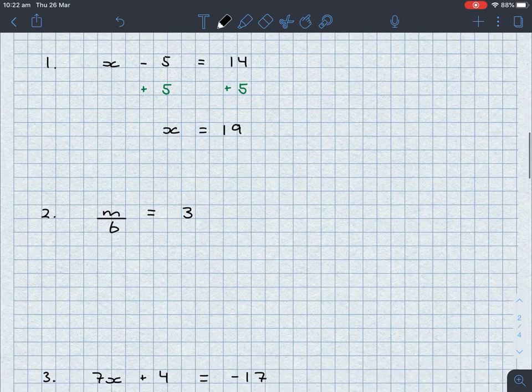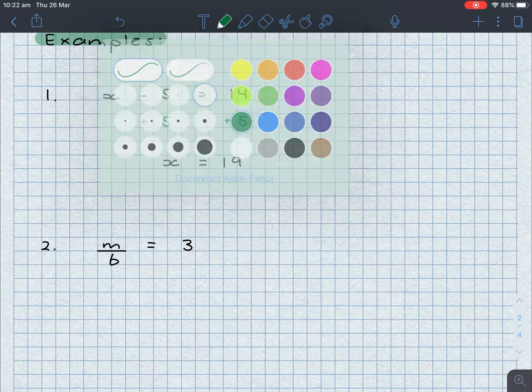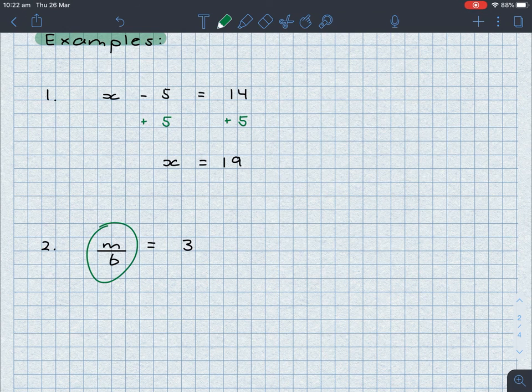All right, example 2, same thing. I have m over 6. Now that means m divided by 6. I want m on its own, so I'm going to do the opposite of dividing by 6. I'm going to multiply both sides by 6. So when I multiply by 6, that fraction is cancelled out and I'm just left with m equals, again my equal sign directly underneath, and then 3 times 6 is 18. So the only thing that we could sub in here for m to make this equation true is 18.